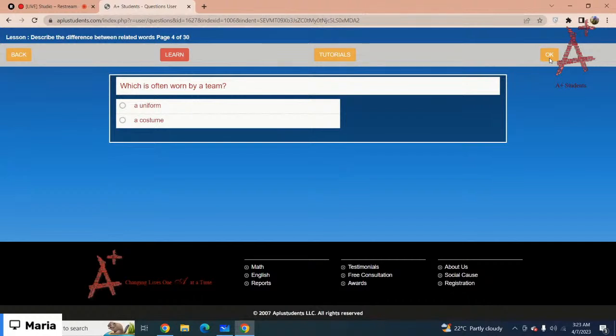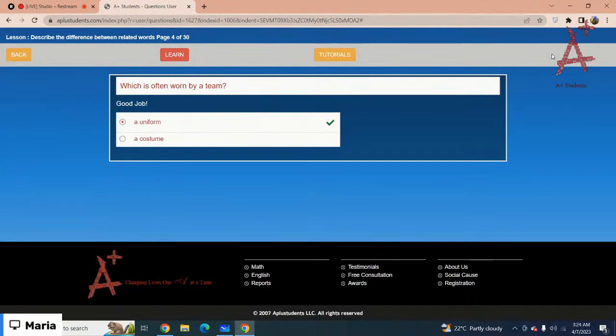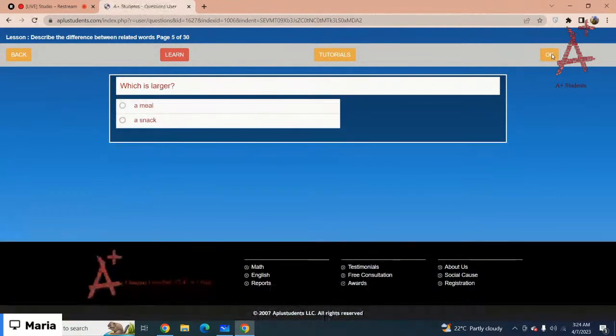A uniform, got it? The one that everyone wears on the team is a uniform. Got it? The correct option is a uniform. Which is larger, a meal or a snack? A meal is larger, got it? So the correct option is a meal.